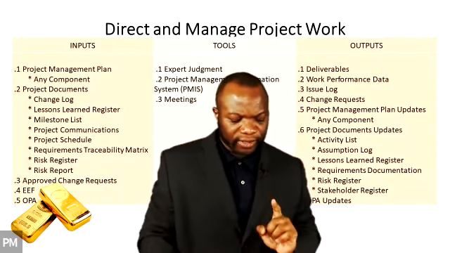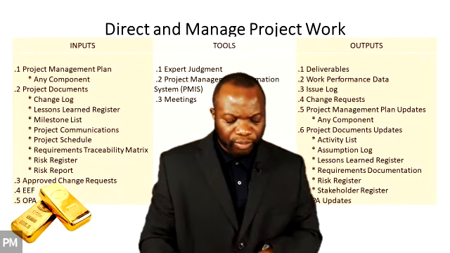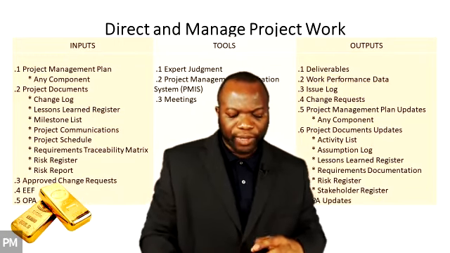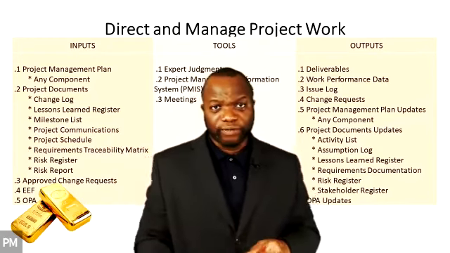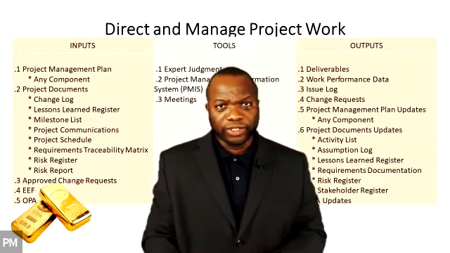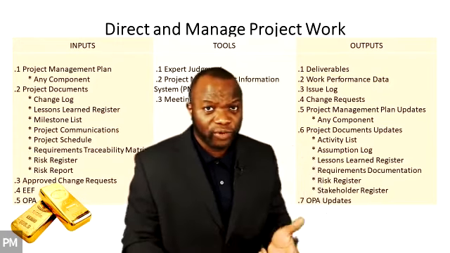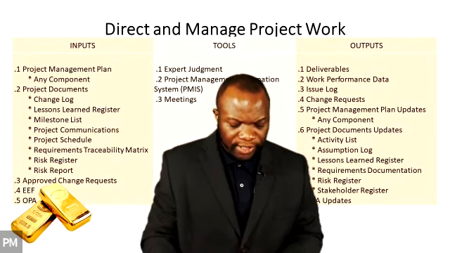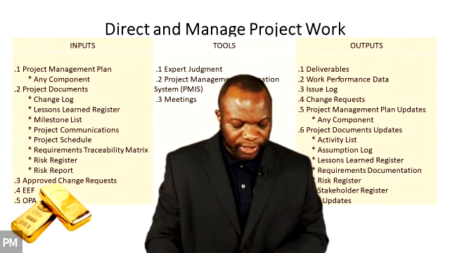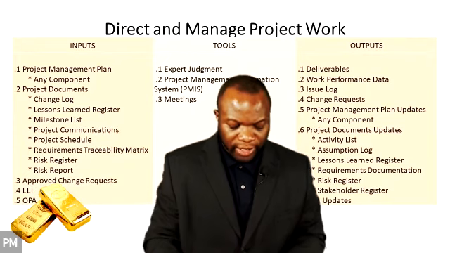Think about that for a second. Deliverables, any unique, verifiable product, result, or capability to perform a service. So that means when you have been enabled to perform a service, that could be a project. The project could be to enable the organization to perform a service. Think about that. See that? It says that is required to be produced to complete a process, phase, or project. Deliverables are typically the outcomes of the project and can include components of the project management plan.